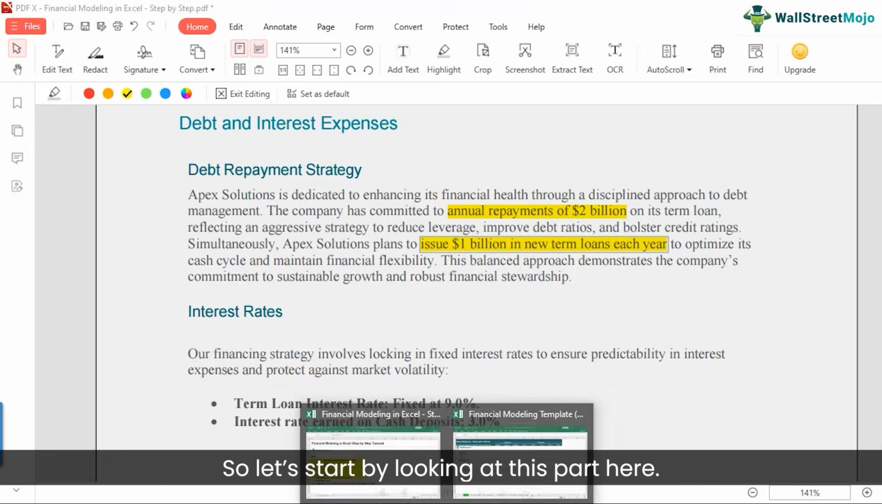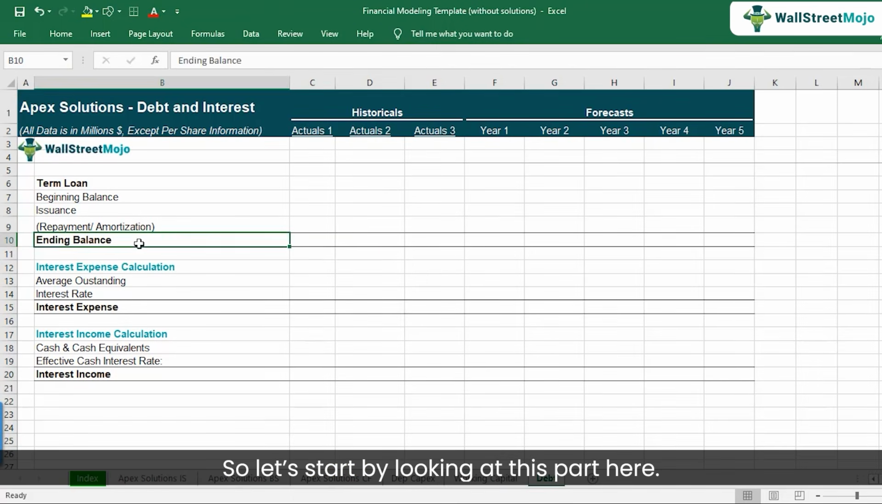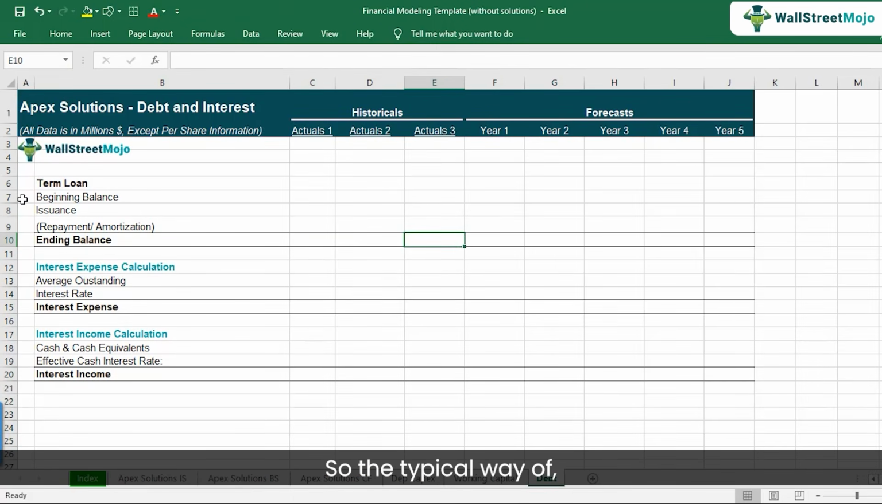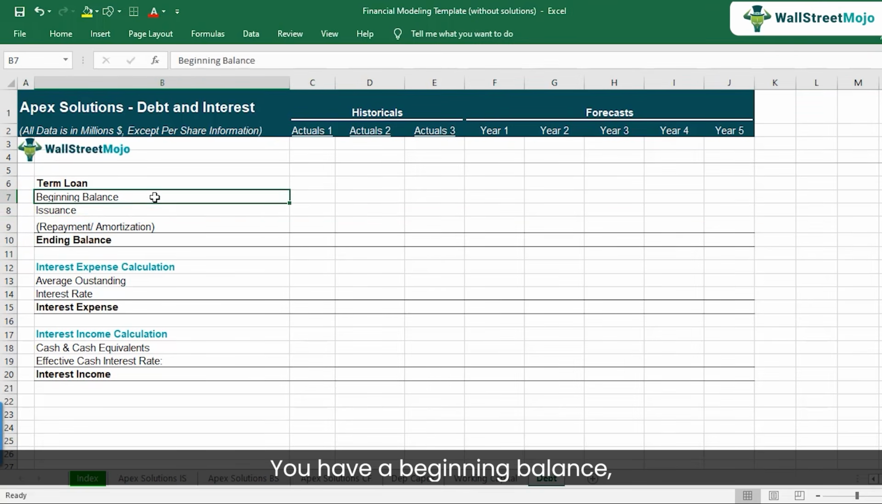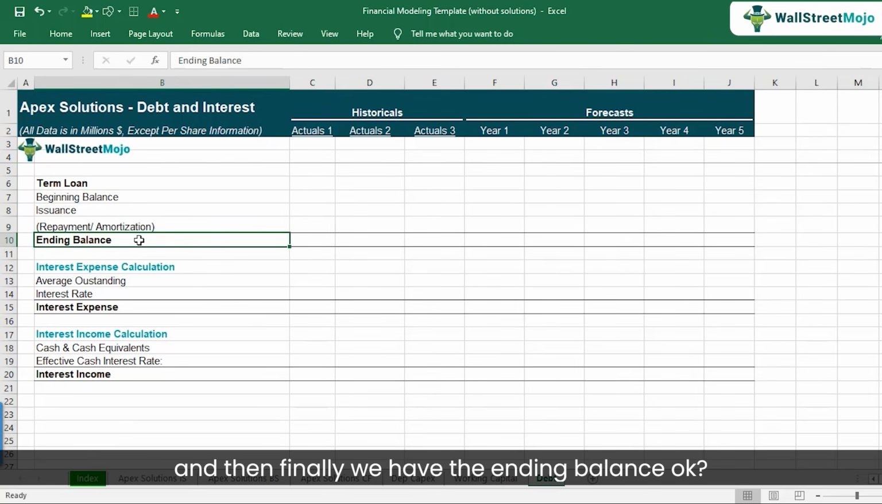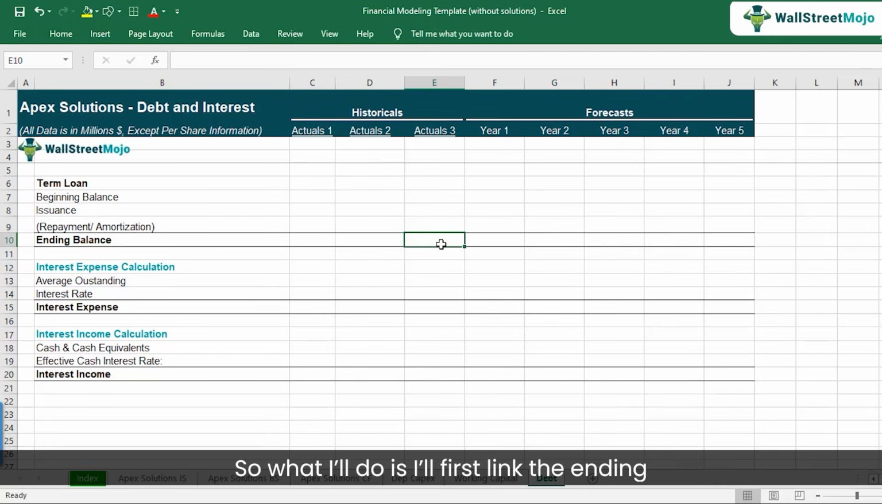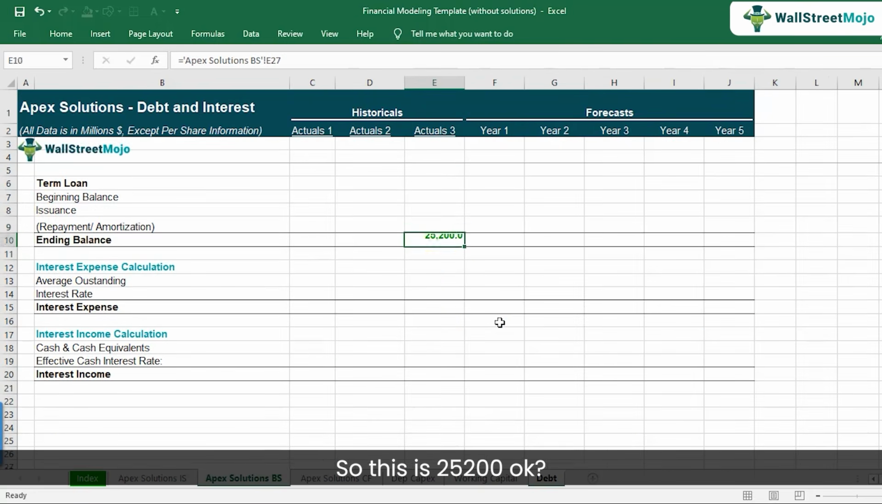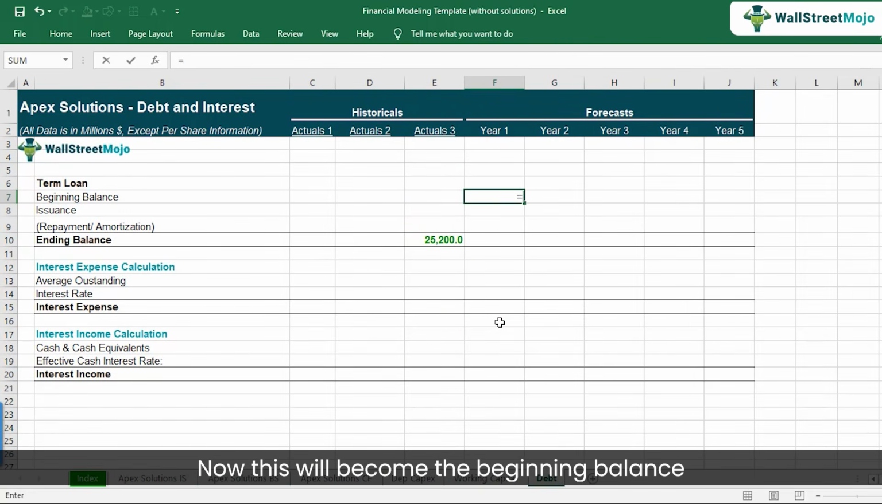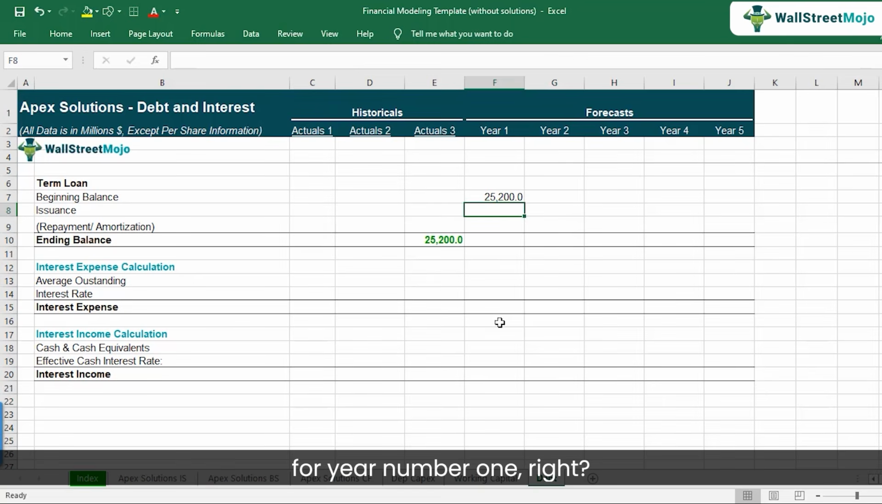Okay, so let's start by looking at this part here. So the typical way of creating the debt schedule is writing these things. You have a beginning balance, then there are issuances, and then there are repayments, and then finally we have the ending balance. Okay, so what I'll do is I'll first link the ending balance here for actual 3. Okay, so this is 25200. Okay, now this will become the beginning balance for year number 1, right? How much is the issuance?